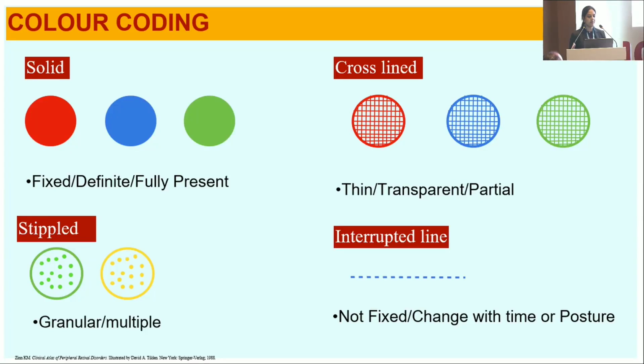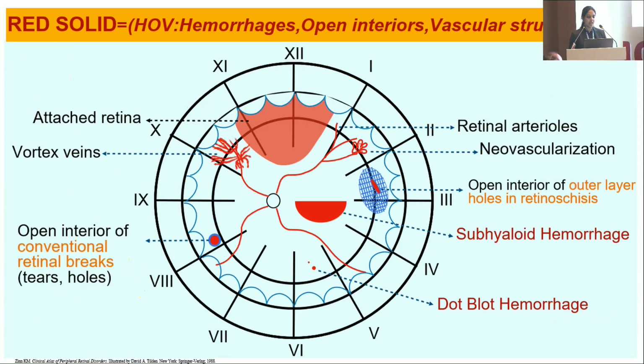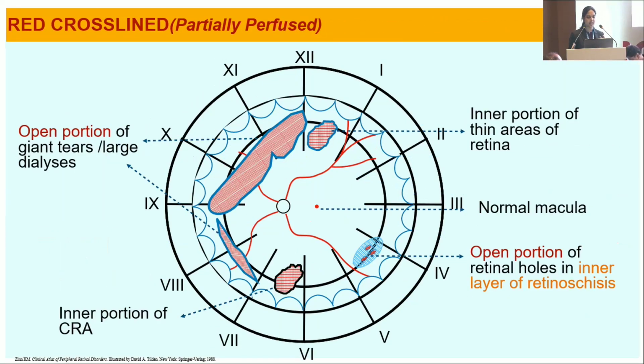Coming to solid, it means fixed, definite and fully present, and cross line represents thin, transparent and partial. The stipple represents granular and multiple. Interrupted line represents not fixed and changes with time or posture. The red solid represents hemorrhages, open interiors of retinal breaks and holes in retinoschisis and vascular structures. The red cross line represents partially perfused structures like the open portion of giant tears.